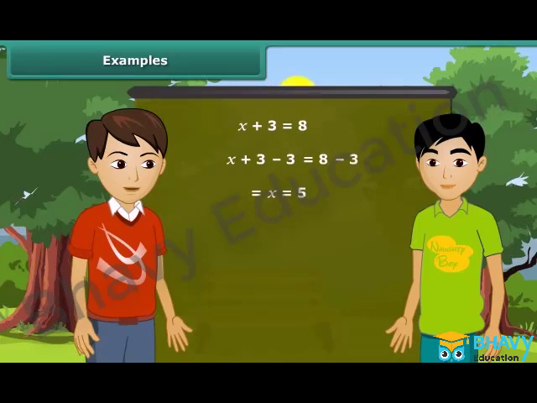But why should we subtract 3 and not some other number? It is because subtracting 3 reduces the LHS to x. Are you sure that this answer is true? We can check this by placing the answer in place of x. If the left-hand side is equal to the right-hand side, then the answer is correct. We can see that here LHS, left-hand side, is equal to RHS, right-hand side. Hence, our answer is correct.